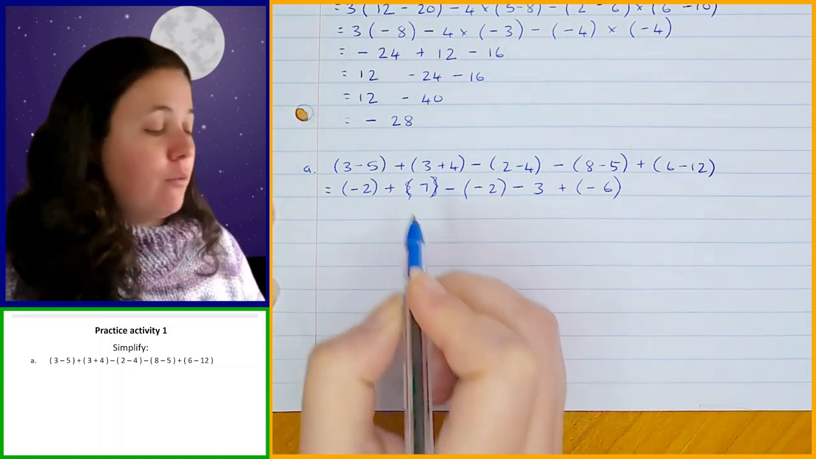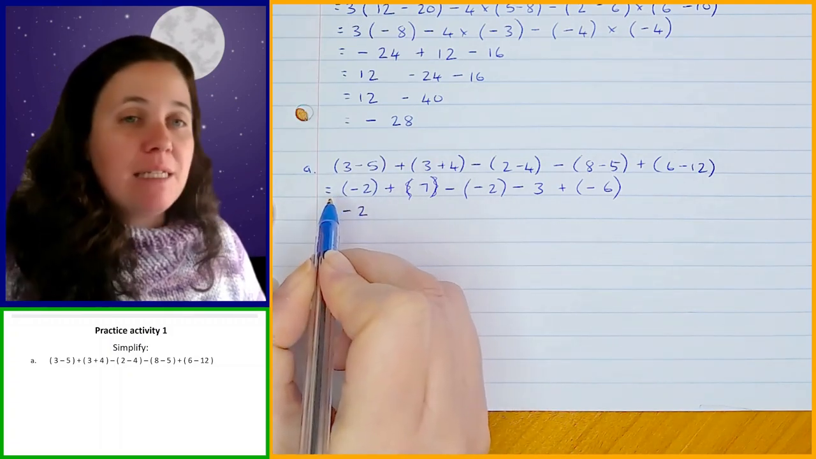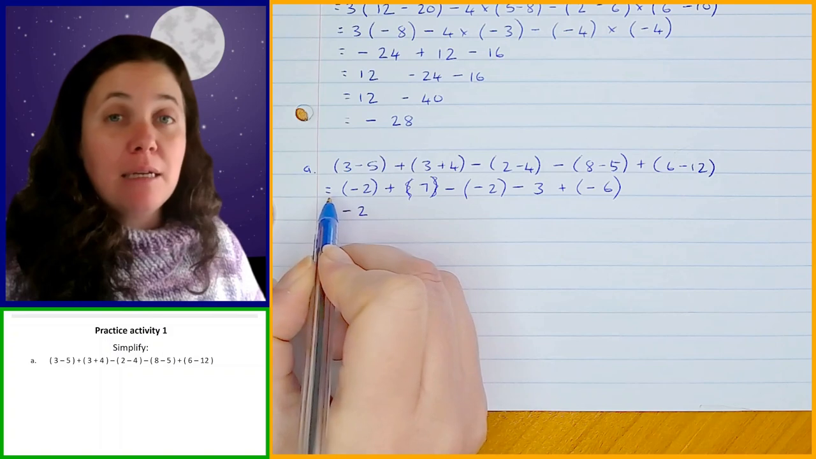So now let's go and drop the rest of those brackets so we don't have to worry about them anymore. So I've got, this is negative 2. Remember, if there's nothing in front of the bracket, it means it's just a plus. It's 0 plus.